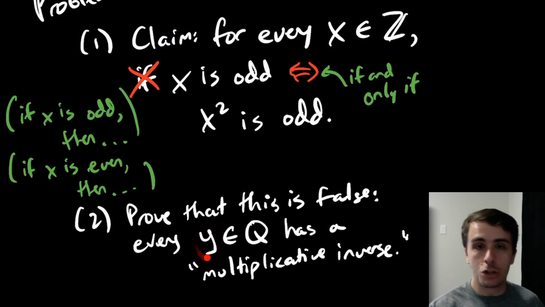So I want you to actually prove that this is false. And remember, in order to prove that something is false, all that you need to do is to find a single counterexample. You can find many if you wanted to, but all you need to do is to show that one example is false.